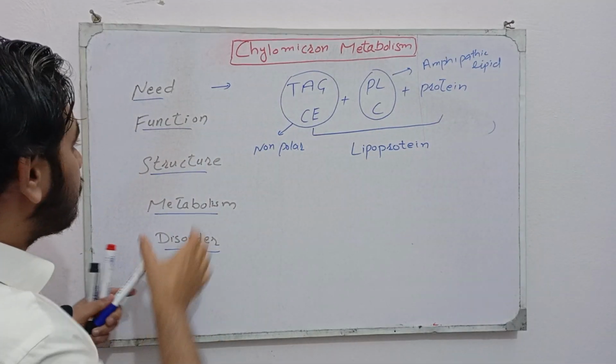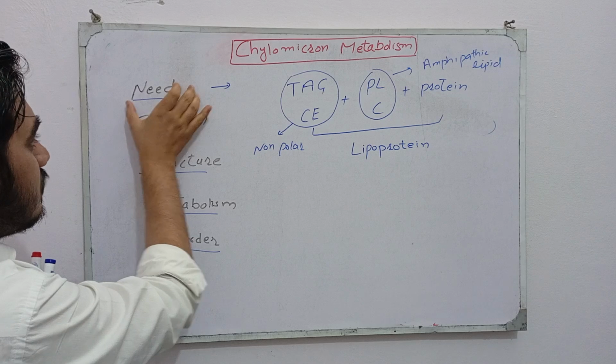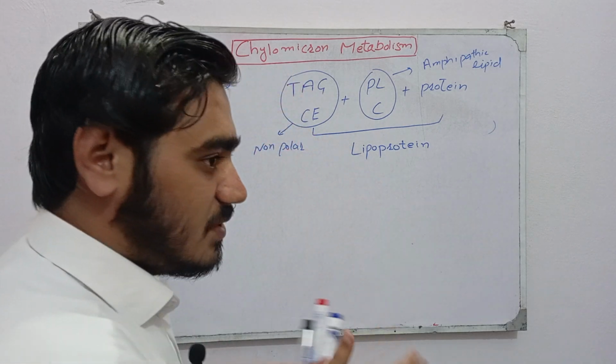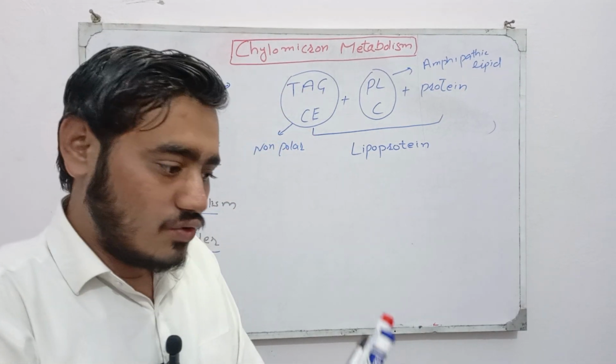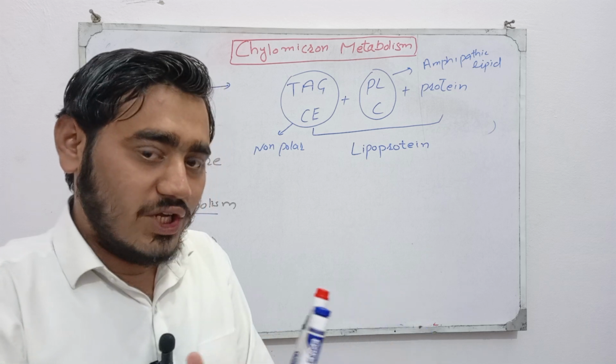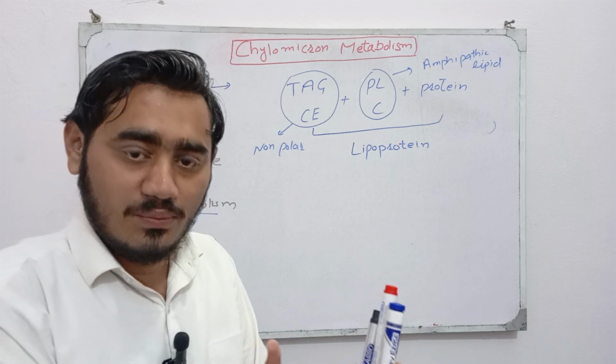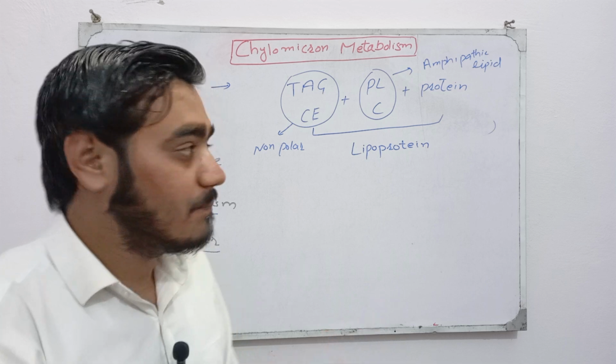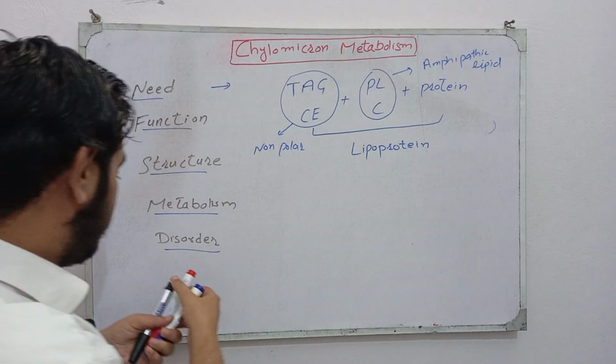So why is there a need of chylomicron? Because lipids are insoluble in water. So for their storage, transport and utilization, they form a complex with the protein. So that's why. Now function.